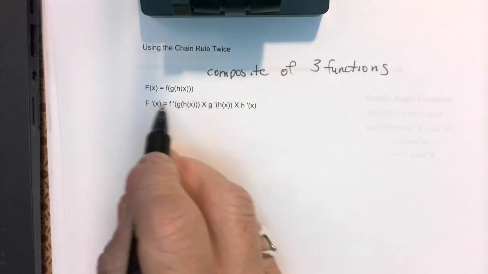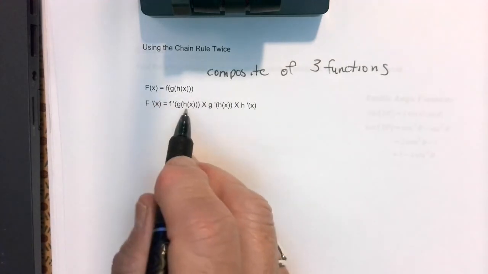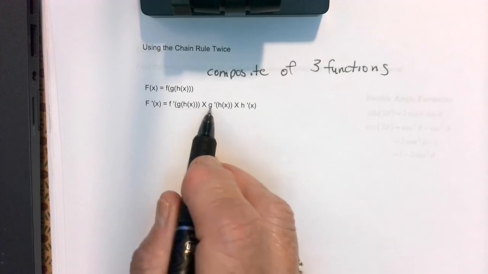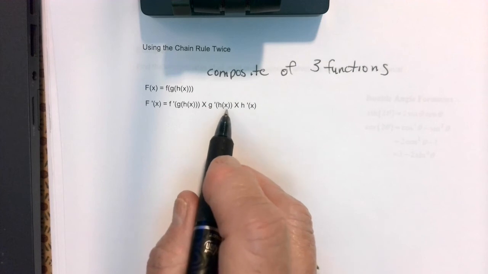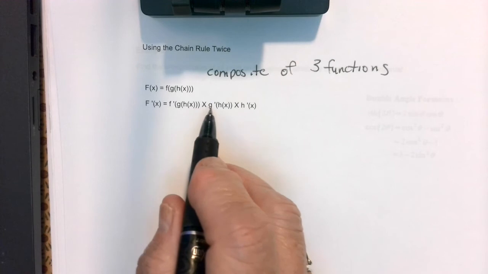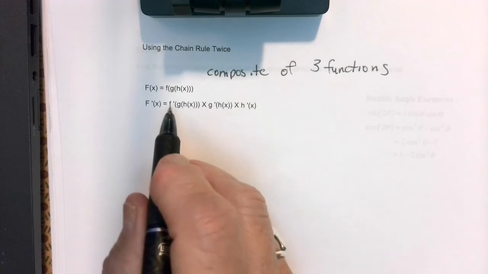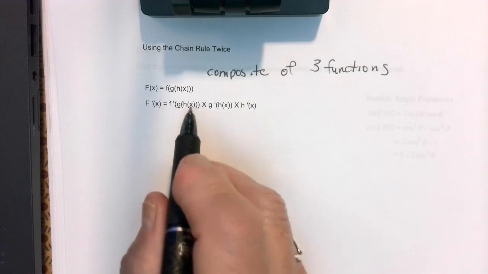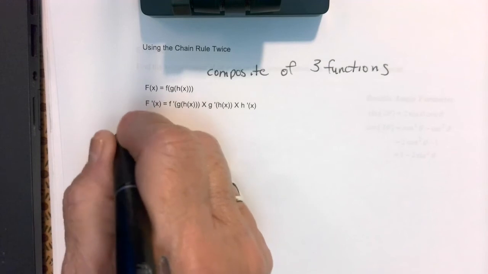So the way it goes is you do the derivative of the outside with its inside times the derivative of the middle one with its inside, finally times the derivative of the inside. So it's like you have 3 functions here. You have an outside, a middle, and an inside. So let's do some examples of this.